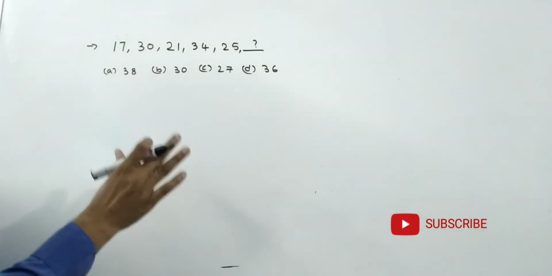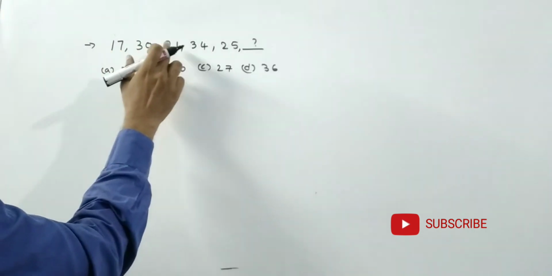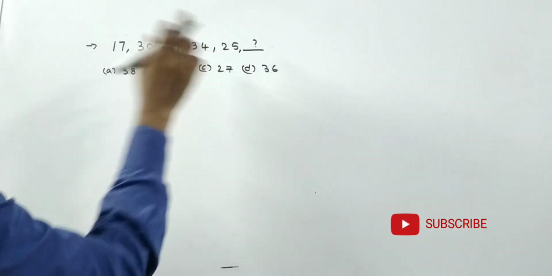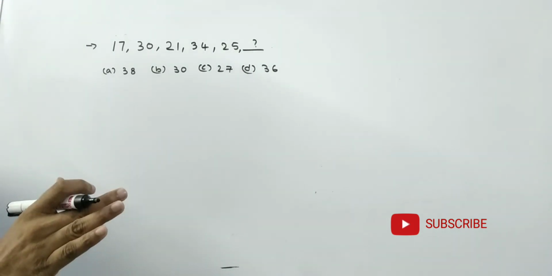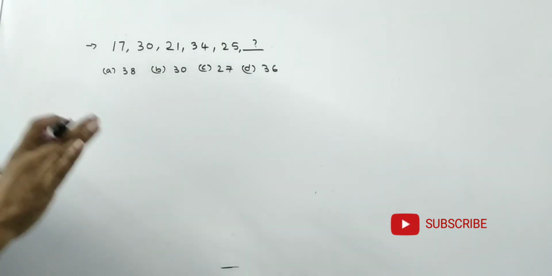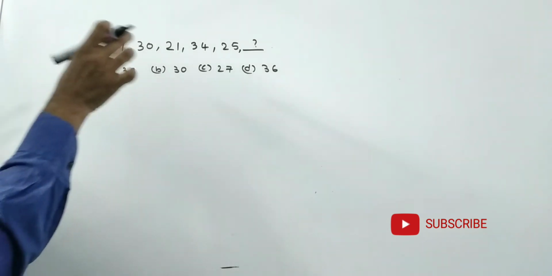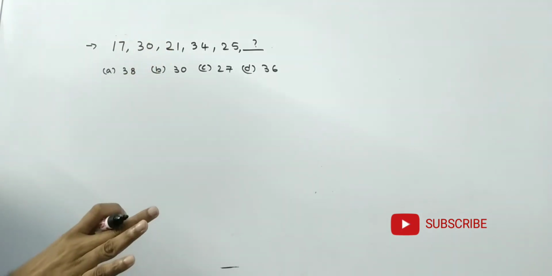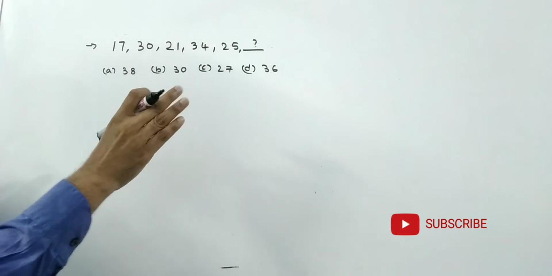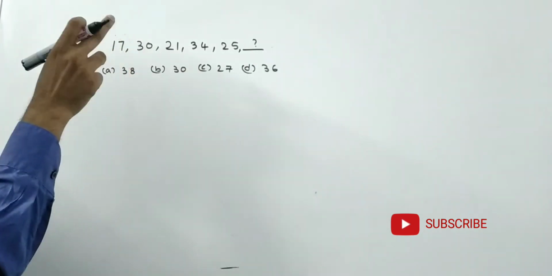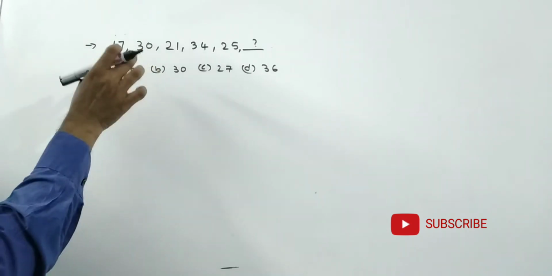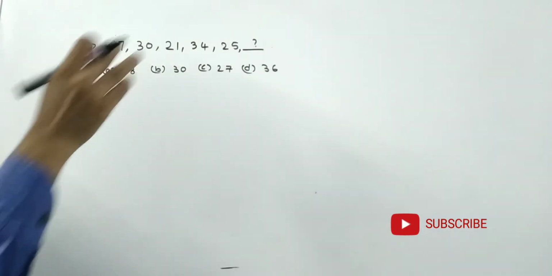See friends, next problem. 17, 30, 21, 34, 25. See friends, if you practice more number of problems, 60% of the problems, by seeing the problem itself, we can solve it. Remaining 40, okay, no problem. 1 or 2 seconds it will take. But some problems, 60% of the problems, while reading the problem itself, directly we will get the answer.